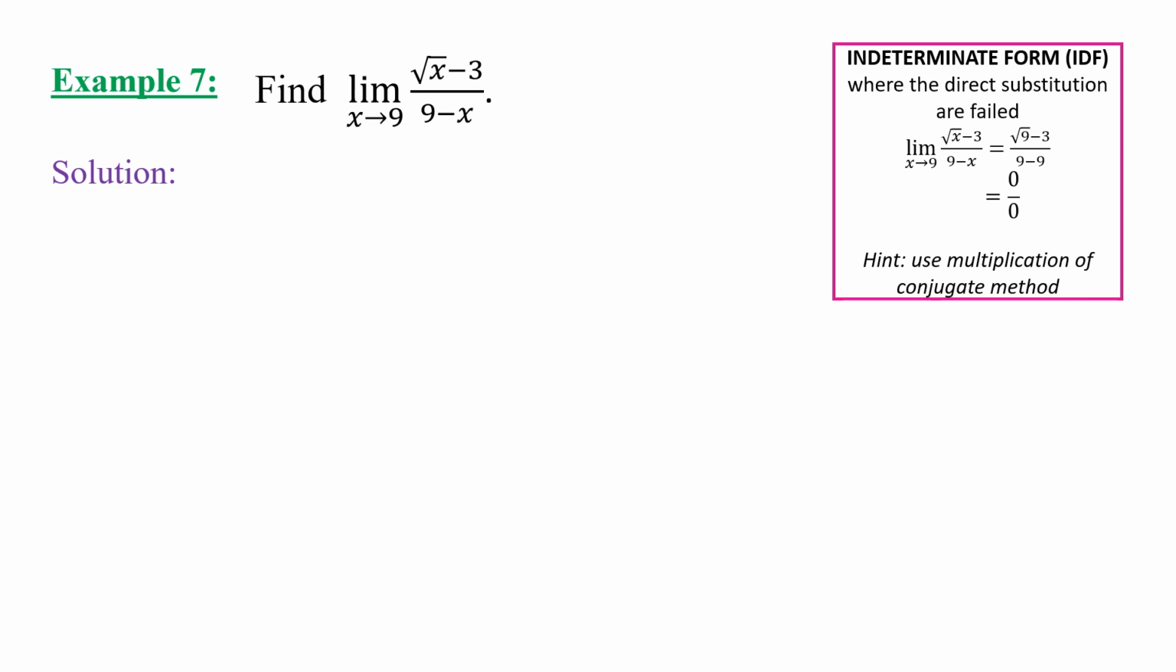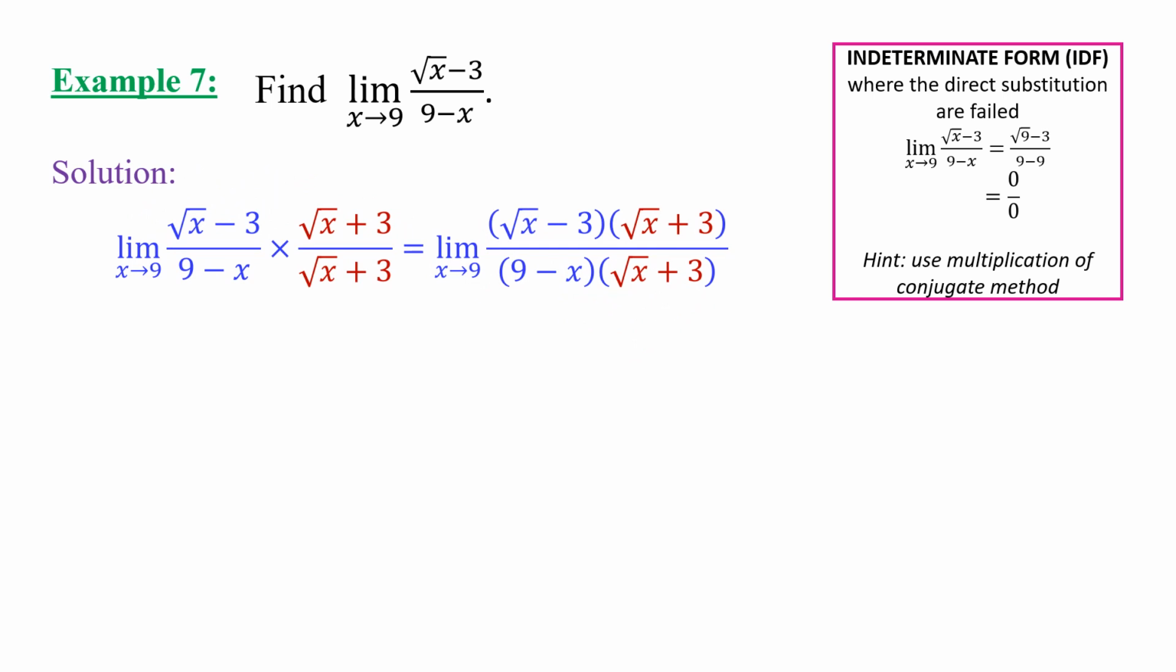Since there is a surd function, we can use multiplication of conjugate to evaluate the limit. The conjugate we get from the numerator, where we have square root x minus 3. Therefore, the conjugate is square root x plus 3. Multiply the numerator and the denominator with the conjugate. Then, we need to expand the numerator only, because square root of x plus 3 is the conjugate of square root of x minus 3. Do not multiply the denominator.